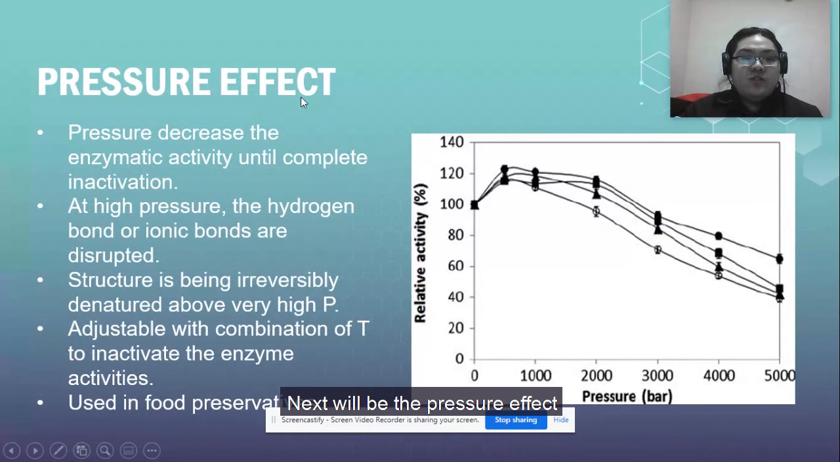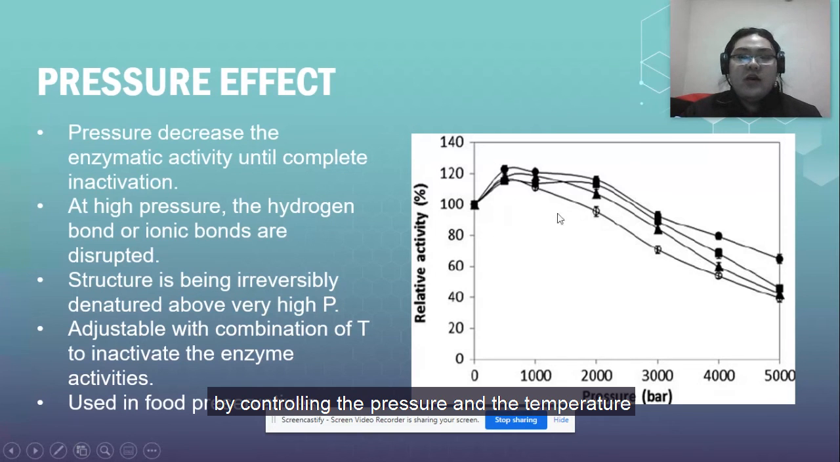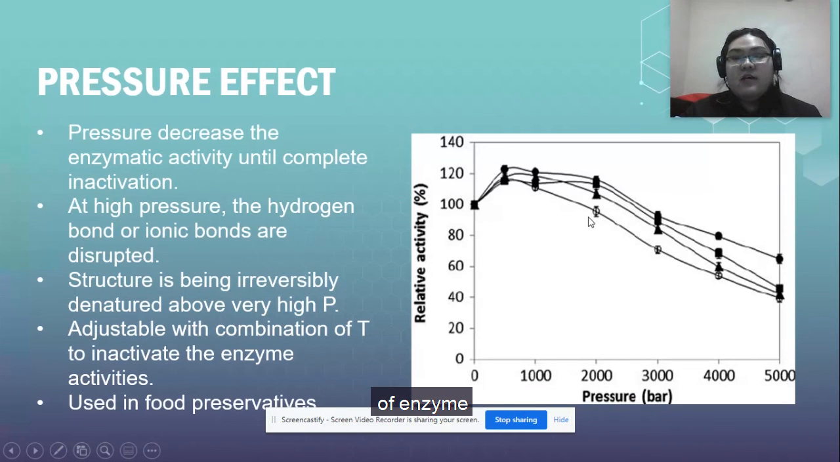Next will be the pressure effect. Increase in the pressure will decrease the enzyme activities until the complete inactivation because the same region of the bond will be disrupted. Hence, by controlling the pressure and the temperature, the enzyme can be inactivated.